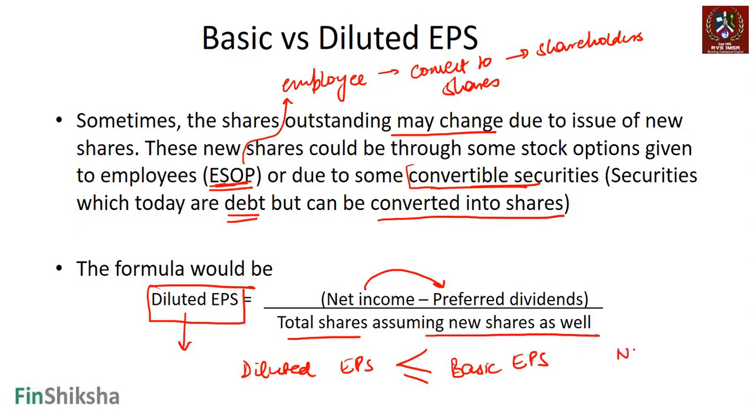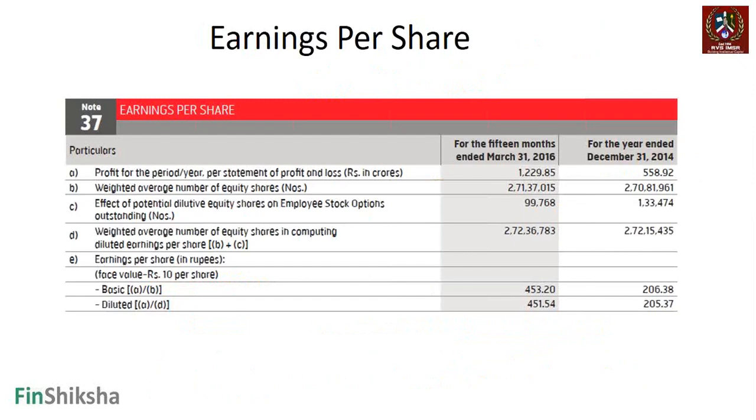Why is that so? Because in basic EPS you are taking net profit and dividing it by the number of shares, and here you're taking net profit and dividing by the number of shares plus any new shares that can come in. So there is no way mathematically that diluted EPS can be greater than the basic EPS, right? So effectively that's the crux of your argument around diluted and basic EPS. And how do you look at net income, preferred dividends, and total shares, assuming new shares as well?